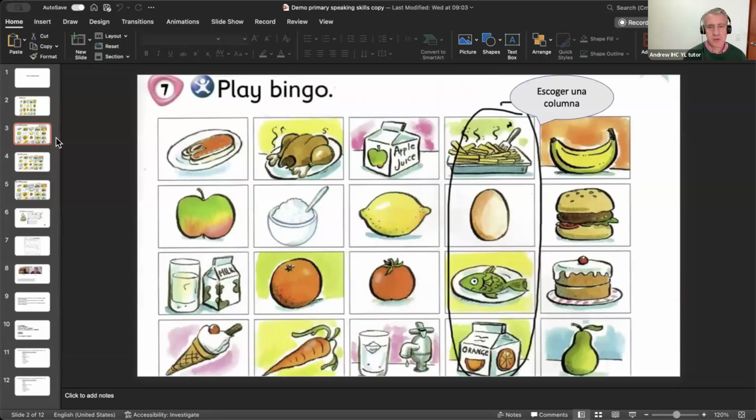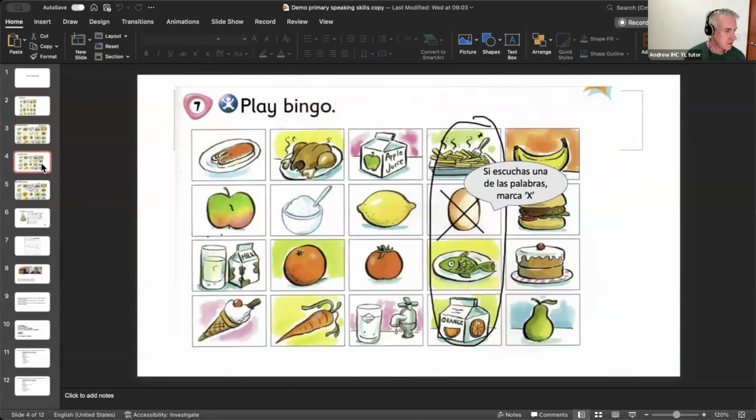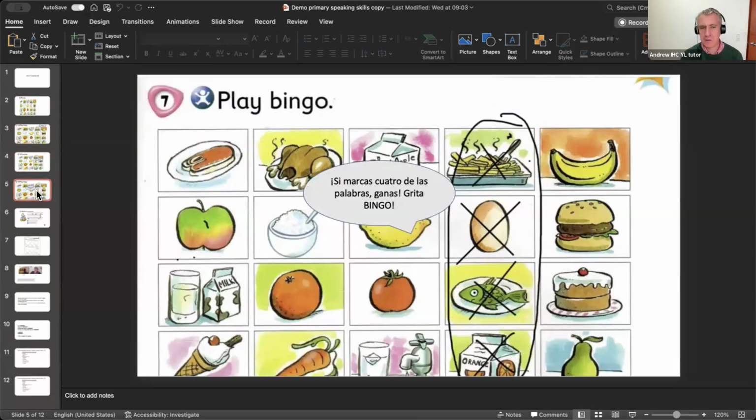So what you have to do is choose a column. All right. And I'd like you to draw around the column that you choose. If you hear a word, mark with an X, right? If you mark four of the words, you shout bingo. Okay? We're going to do it on an online tool called Figma to try and make it more interactive.